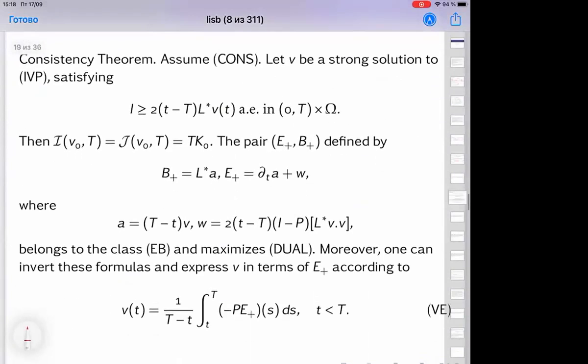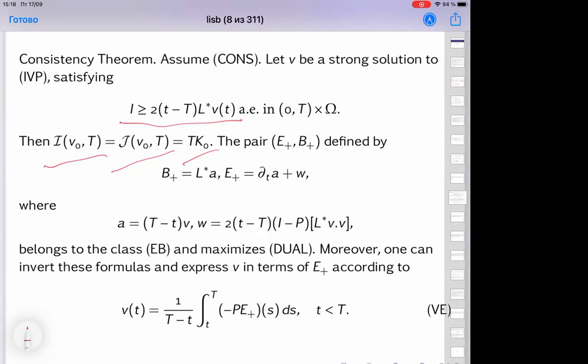But you can also prove consistency. If you have a strong solution, with some additional limit on the time interval, which just tells you that the time elapsed is not very big, then everything is good. So the primal and the dual problem have the same critical value. It coincides with t times the kinetic energy of the original, the value which you expect for strong solutions.